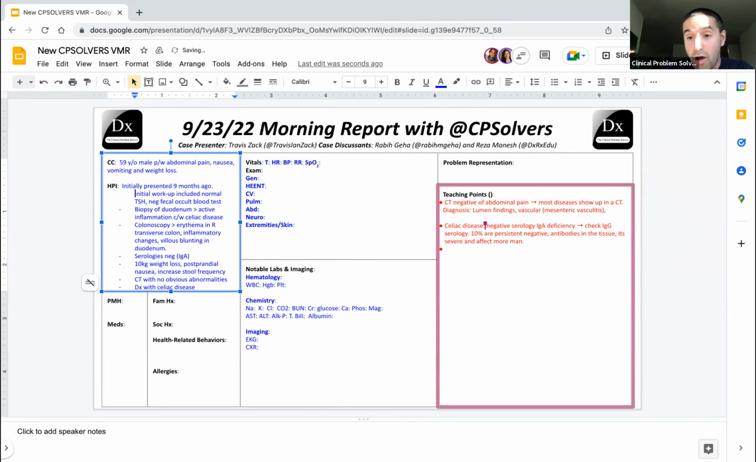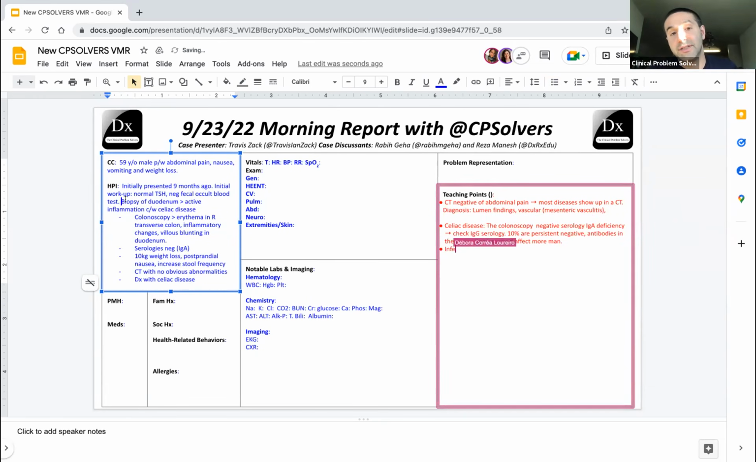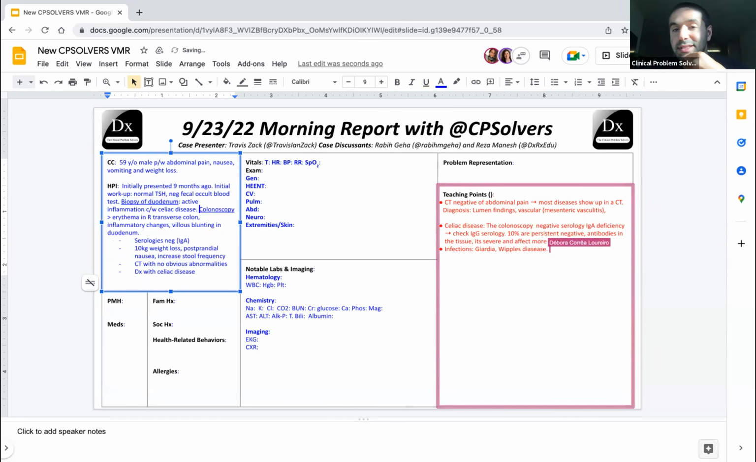But there's a long DDX for things that look like celiac disease. And I think that checklist is to think about infections like Giardia and tropical sprue. Most notorious of which is Whipple's disease. That is a big one that does the exact same thing. So that's the kind of like short differential of infectious mimickers. Is it Giardia? Is it tropical sprue? Or is it Whipple's disease?